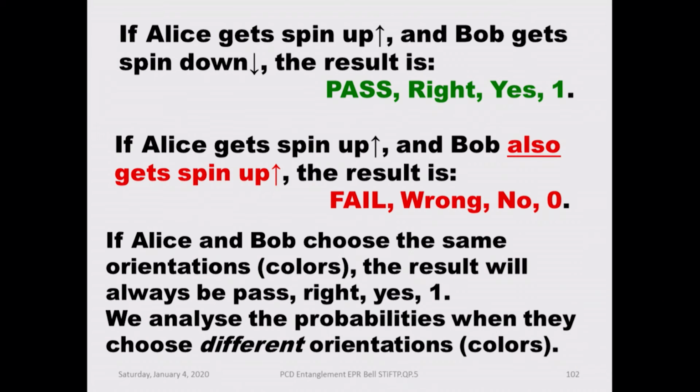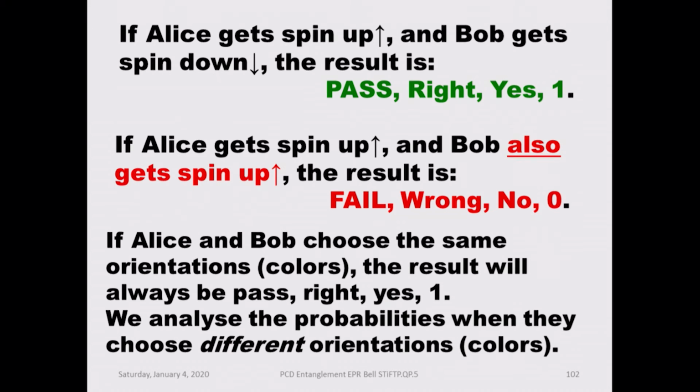So, if they use the same orientations, both use red, both use blue or both use green, so their magnetic fields are aligned, whatever it is, it can be this or this or this, okay. Then the answer will always be pass, and that is not of great interest.